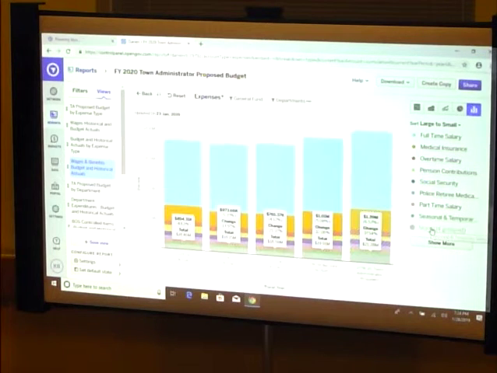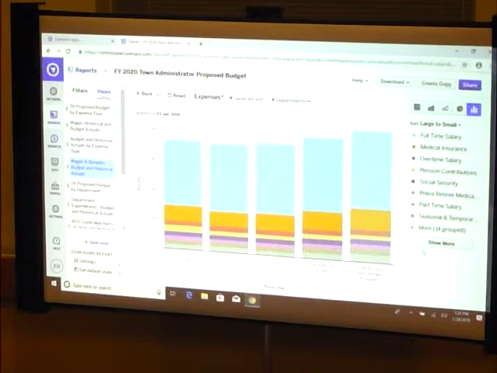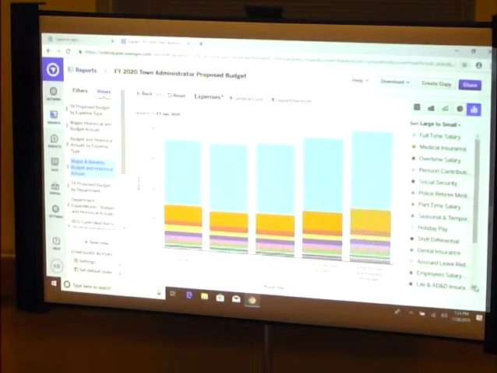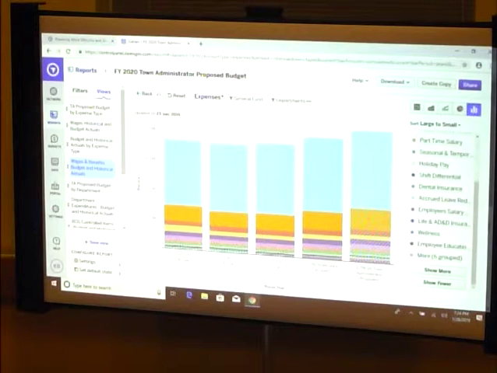Now the one you asked about, Kip, this one. This breaks down our personnel costs. We see all of the costs involved in personnel: medical insurance, overtime, pension contributions, Social Security. I'm not sure, but I can get the detail on what the grouping includes. It has all the different things you wouldn't see, shift differential, dental insurance, all the variety of things related to personnel.